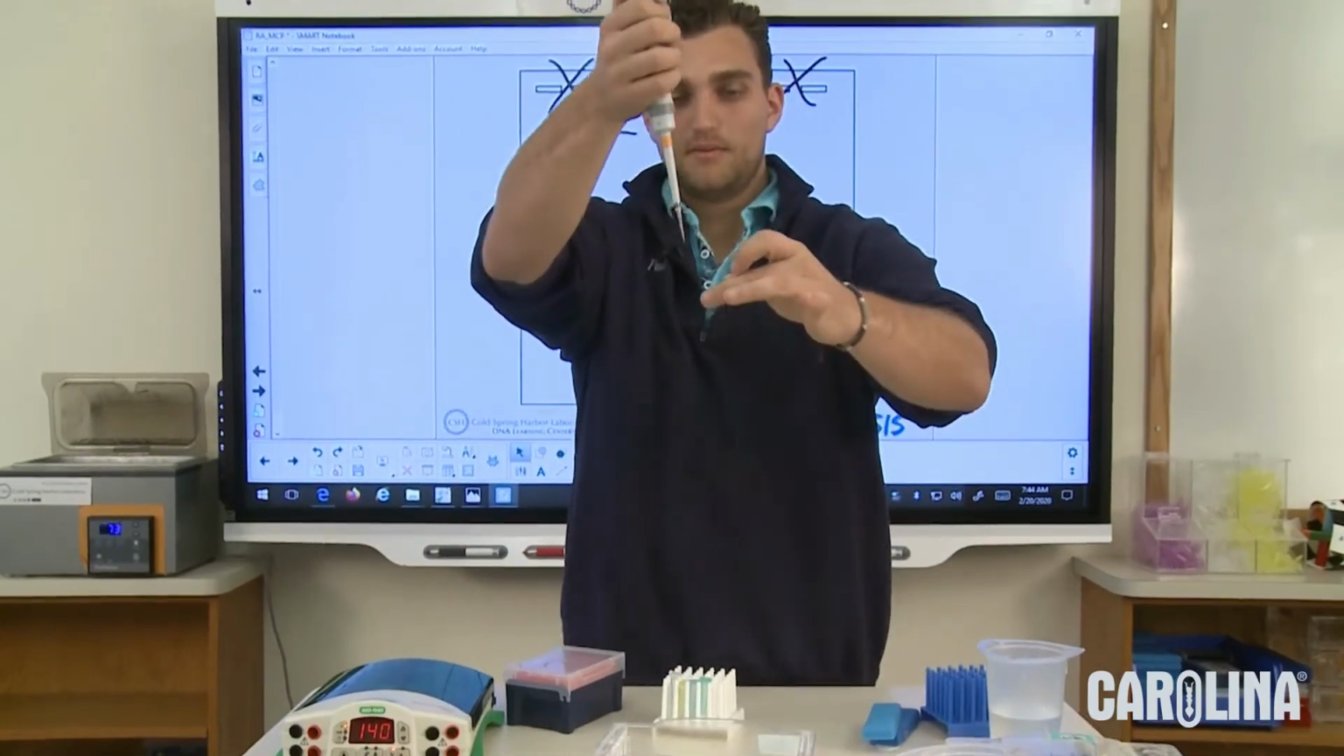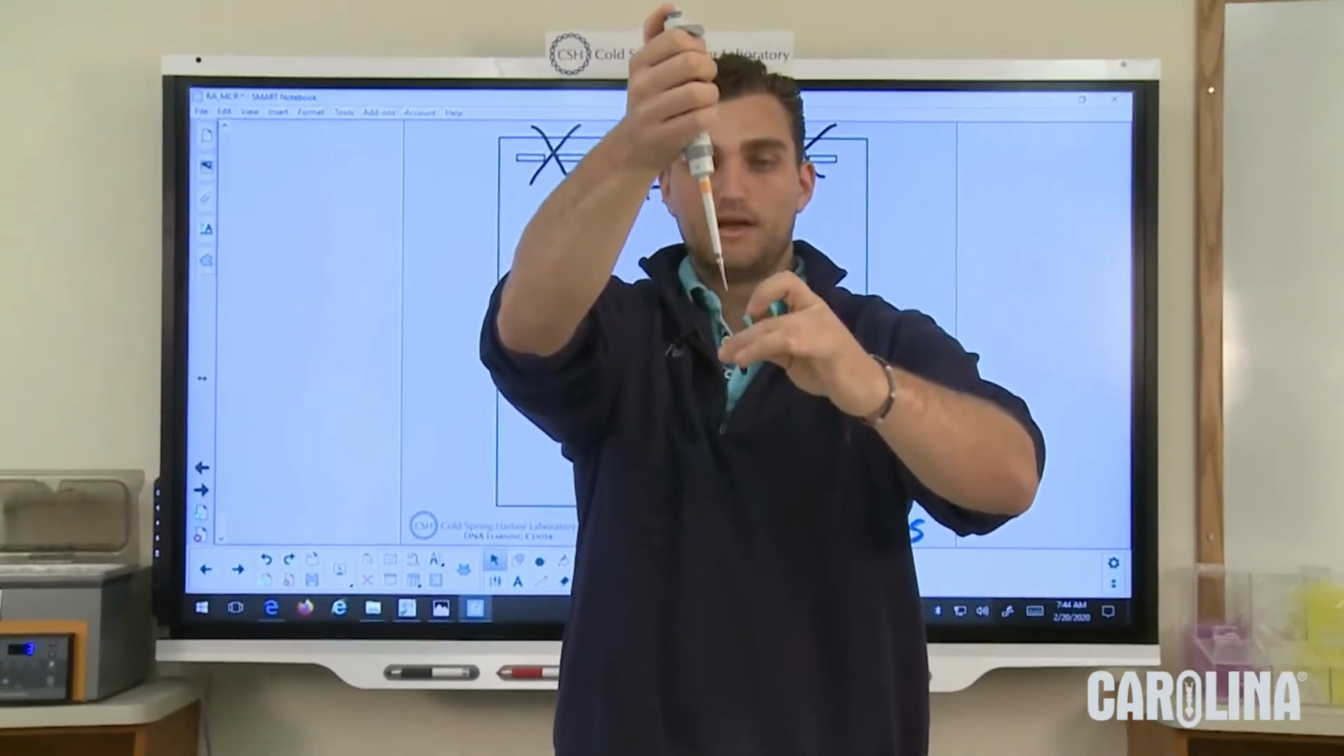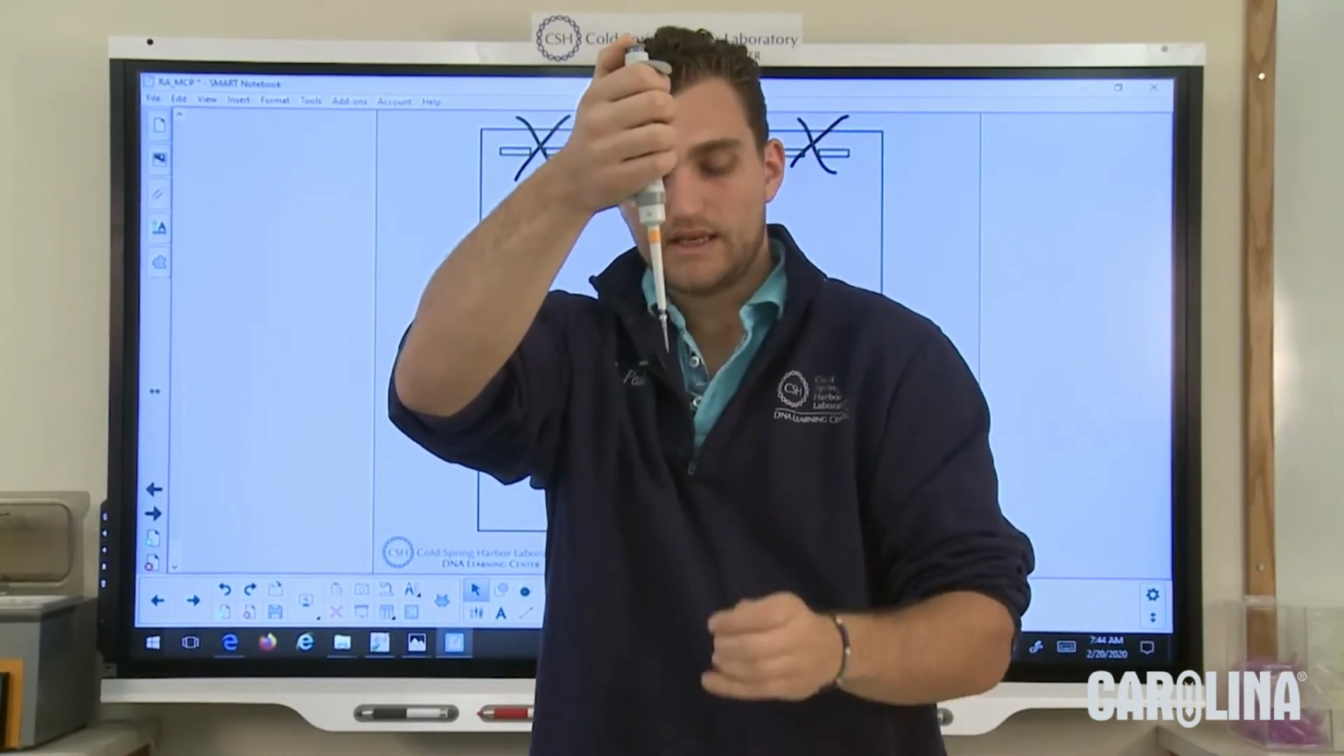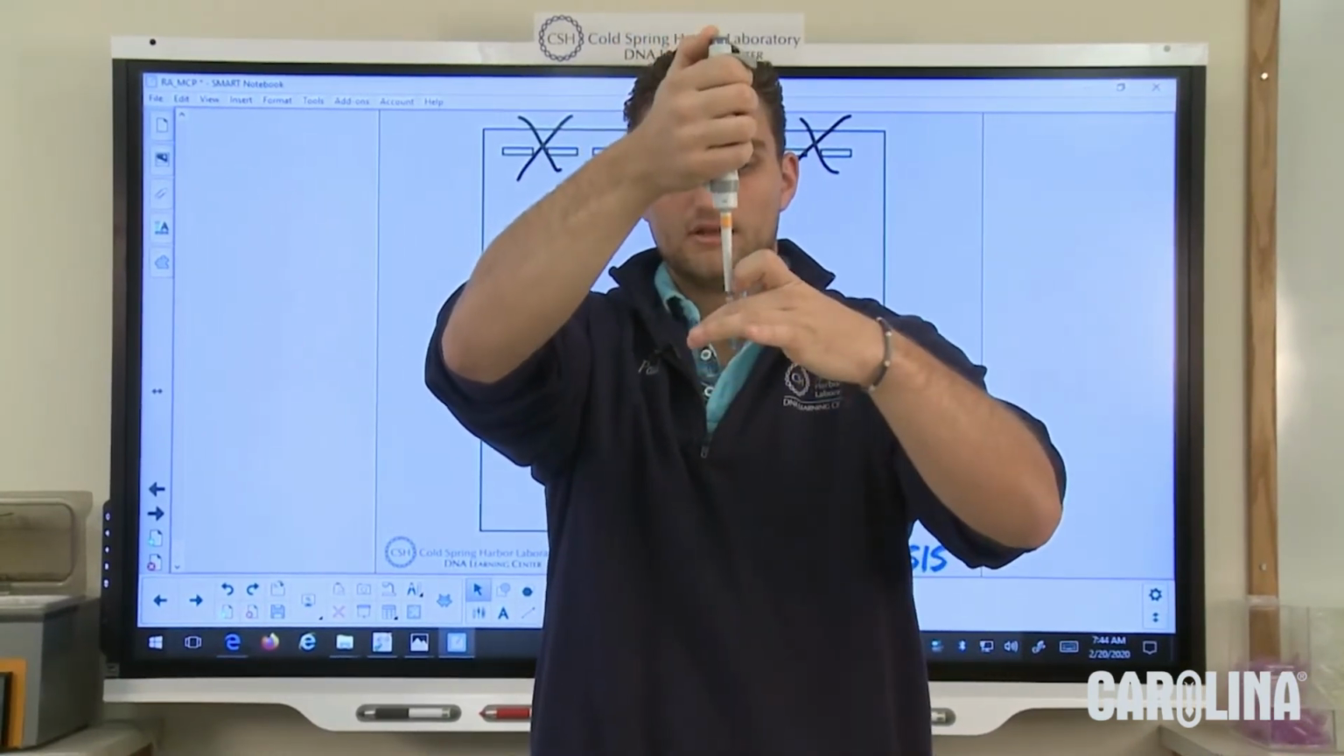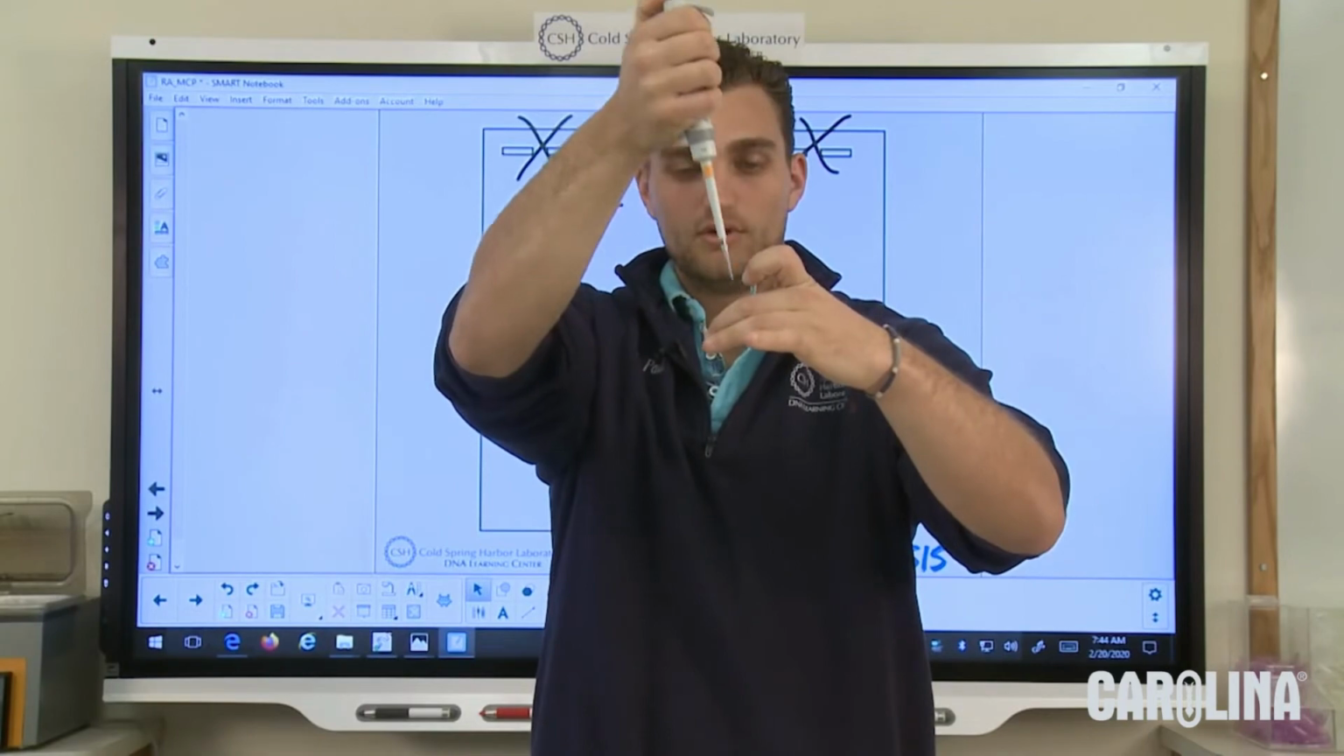I open this up. I go in here, pick up a microliter. I take that microliter and I inject it into the liquid that's already in the tube.